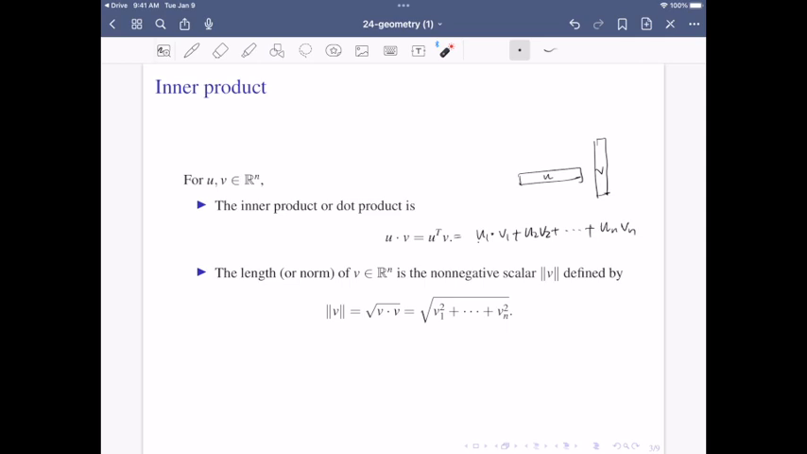Now we can define the length of a given n-dimensional vector v. We use double vertical lines to denote that length. This can be computed as the square root of v dot v, v inner product v. If you write v dot v, then it is v1 squared plus all the way to vn squared. So basically this is the square root of the sum of squares.